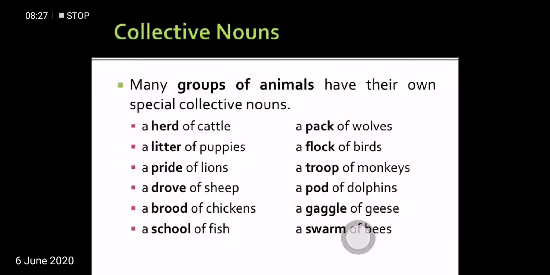Okay. Many groups of animals have their own special collective nouns.